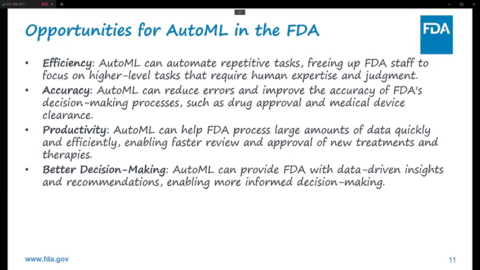And thirdly, AutoML can greatly increase the productivity of the agency. It can help the agency to process large amounts of data quickly and efficiently, enabling faster review and approval of new treatments and therapies. AutoML is able to organize large amounts of unstructured data, such as therapy records and medical journals, which is traditionally hard to collect and archive. And lastly, AutoML allows for better decision making. It provides the agency with data-driven insights and recommendations, enabling more informed decision making on the broader scale.